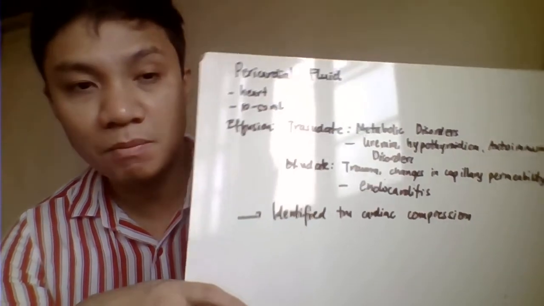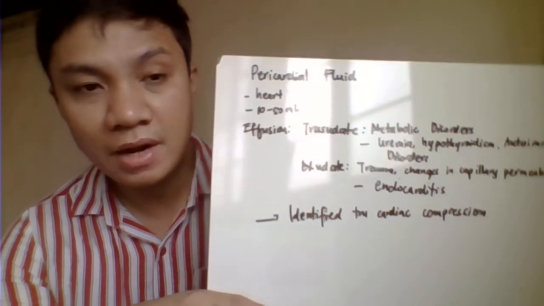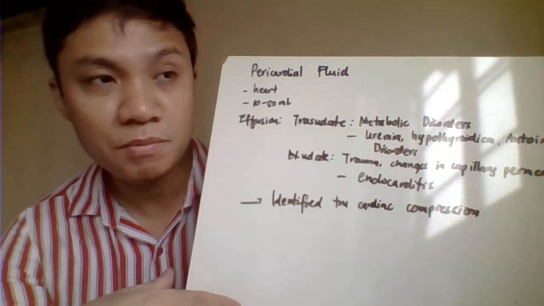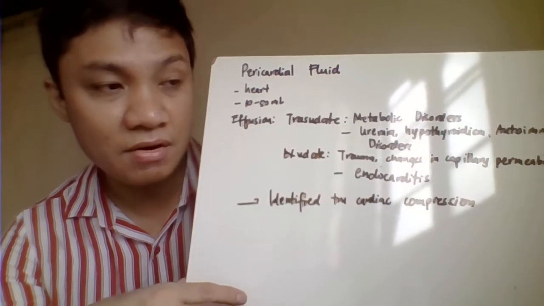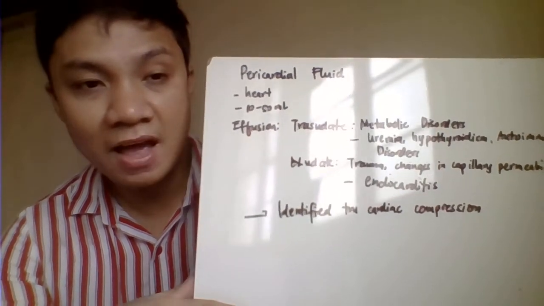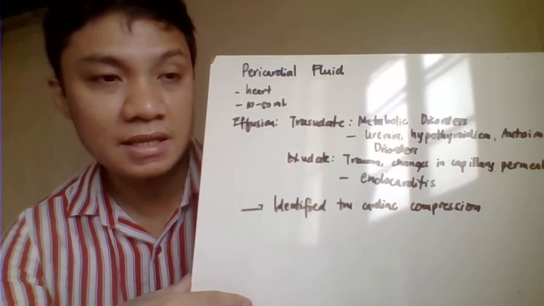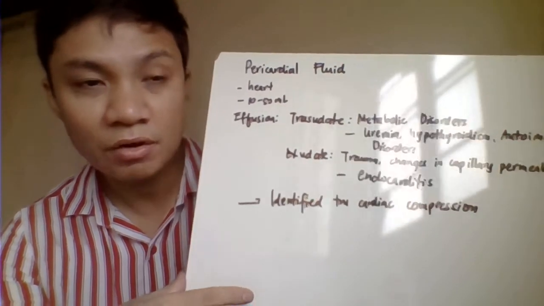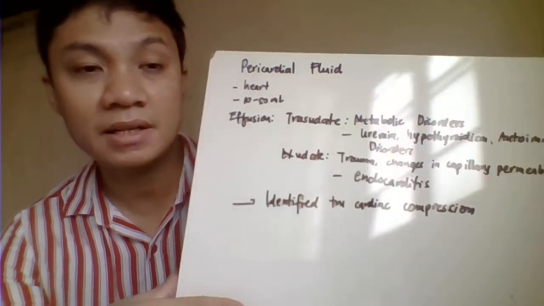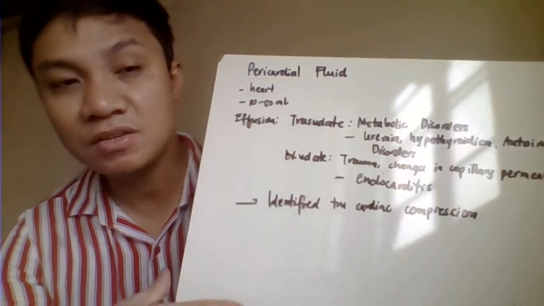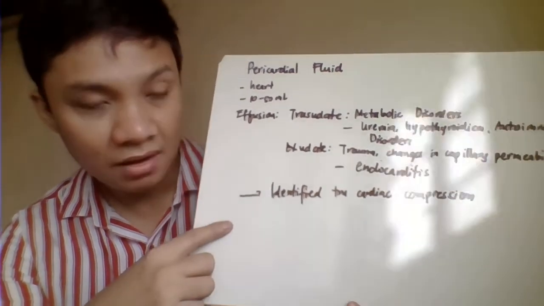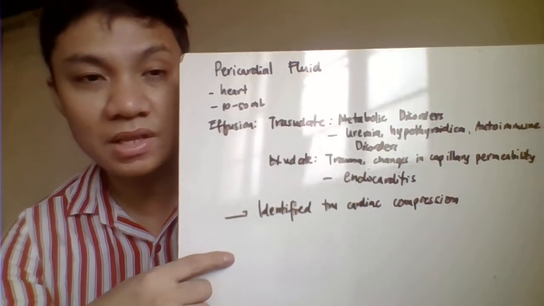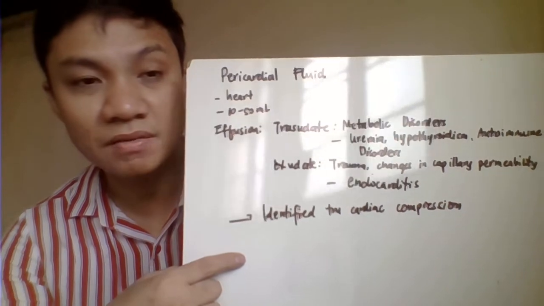Transudative type of pericardial effusion is related to the following: your metabolic disorders, including hypothyroidism, uremia, or even your autoimmune disorders like your SLE and RA. Exudative type of pericardial effusion is related to your increased capillary permeability related to infections. We're talking about endo, which is your heart, and carditis is the inflammation or infection related to that. Effusion in the heart could be identified during the examination by a physician because of the cardiac compression.